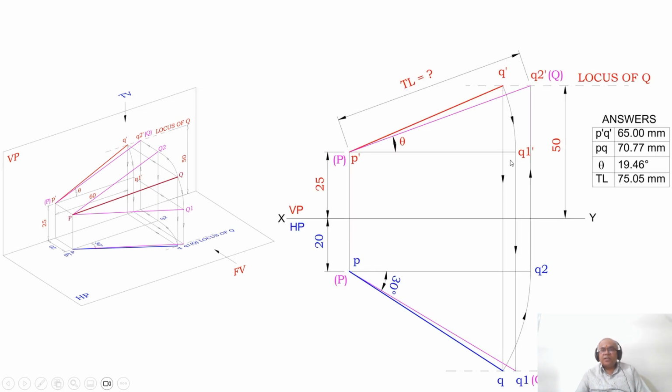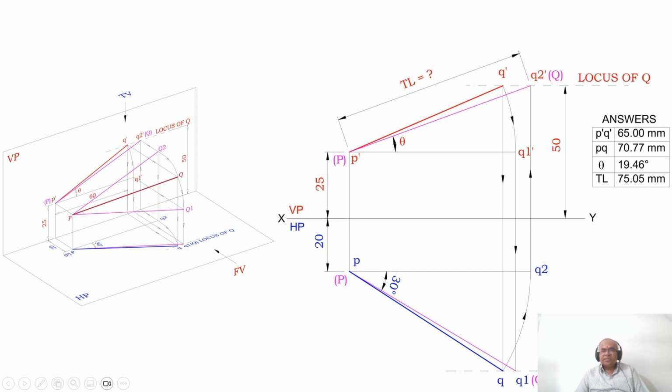So how do I do that? Here you have got Q dash, but we have not got Q now. Where are you going to get Q? Because the distance between the end projectors is given, which is 60. I have not shown it here, so it is 60 here. It is going to remain the same in both the front view as well as the top view. As we got this 30 degree, you got the locus of Q in the top view.